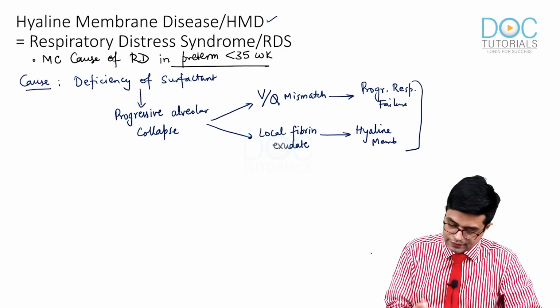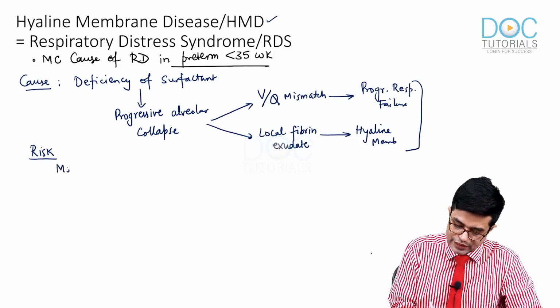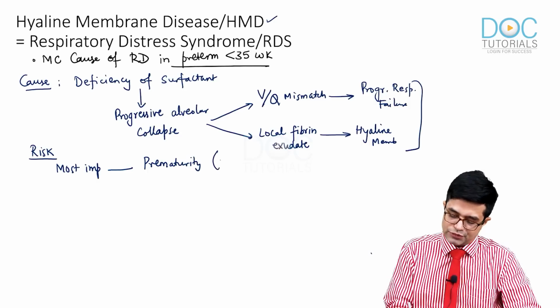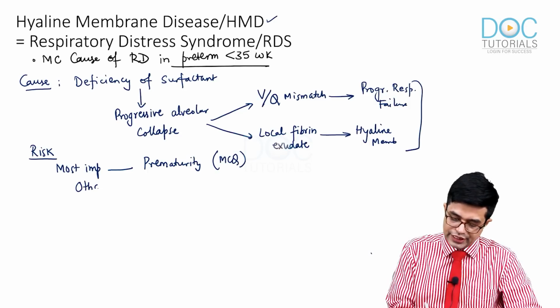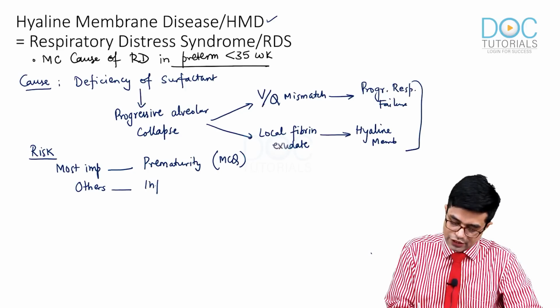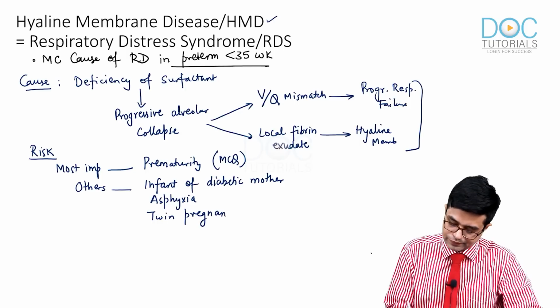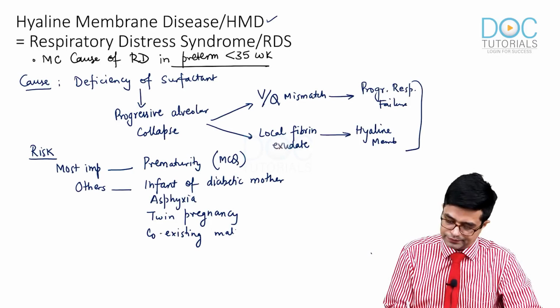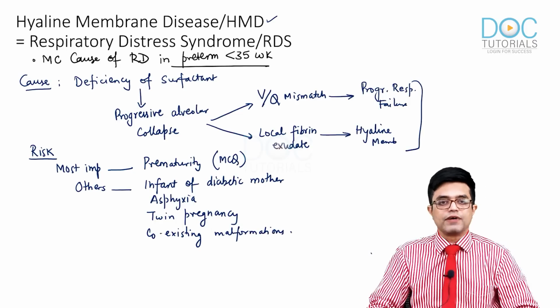What are the risk factors? The most important risk factor for HMD is prematurity. The more preterm the baby is, the higher is the risk of HMD. So this is an MCQ point. Other risk factors which increase the risk of HMD include infant of diabetic mother, asphyxia, twin pregnancy, and coexisting malformations, which can include conditions like congenital diaphragmatic hernia. So these are the risk factors for HMD.